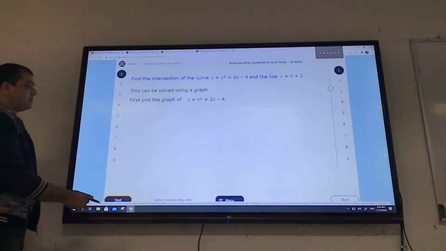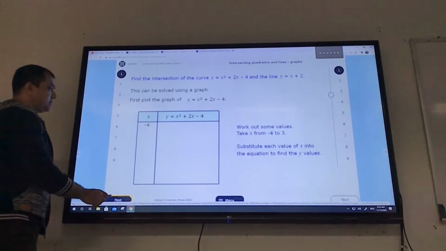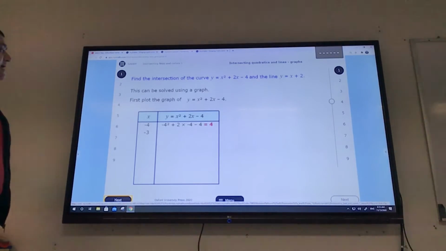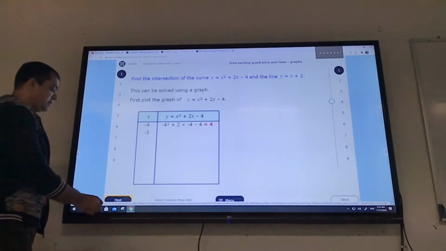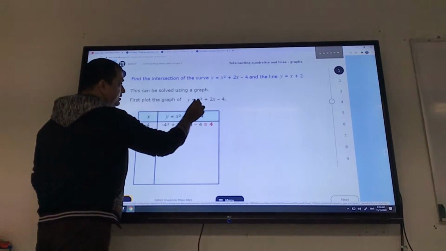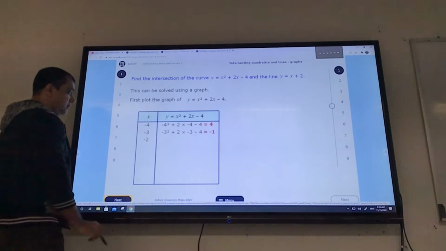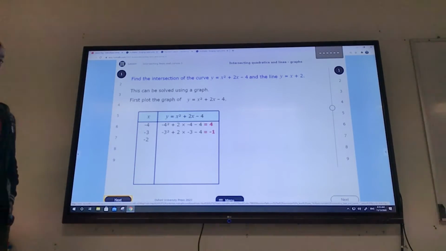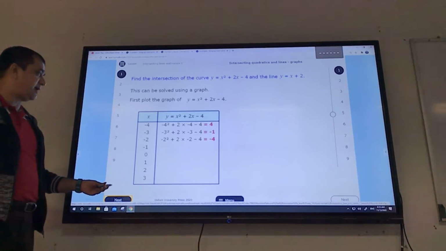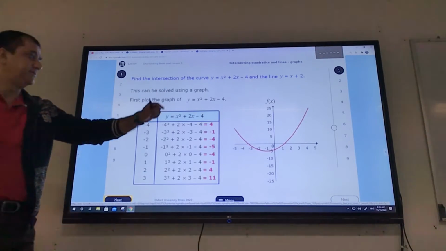First, plot the graph of this quadratic. You know how to plot the graph. Take some points. Take values of x from -4 till certain values. When x is -4, plug in x equals -4 in this expression, get y equals 4. Likewise for -3, if x is -3, y is -1, x is -2, y is -4. So collect all these points and plot them.